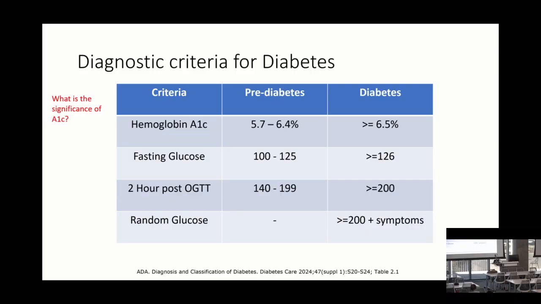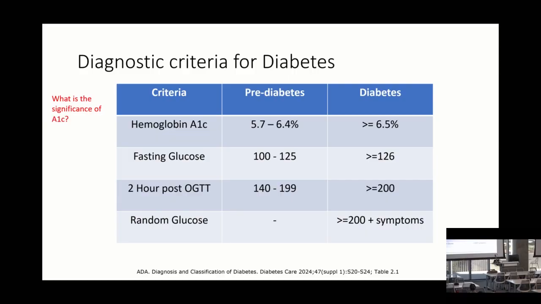So that is the range. So remember, A1C over 6.5, greater than or equal to 6.5. Fasting glucose. So this is glucose you get in the morning. Okay, so you go to bed, you don't eat anything after dinner. You wake up first thing in the morning and go to the lab. So that's fasting glucose.